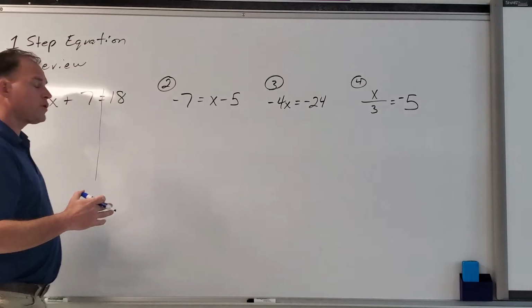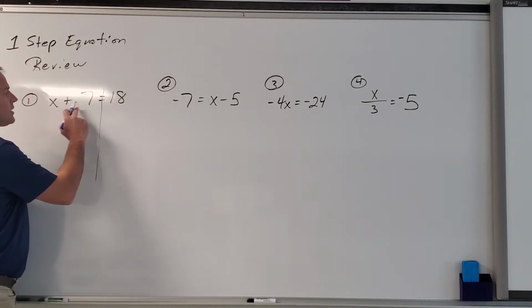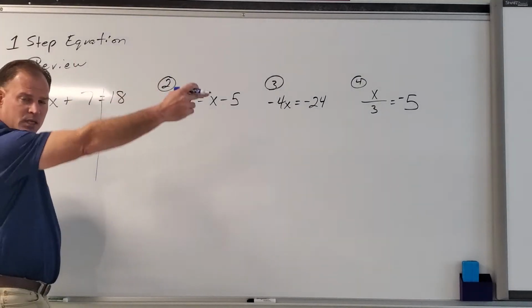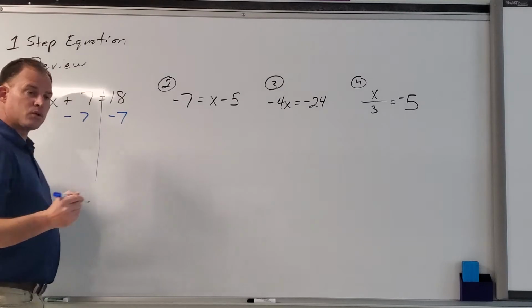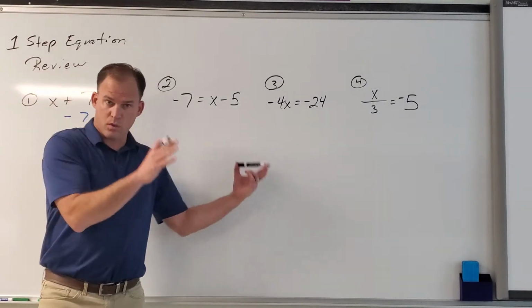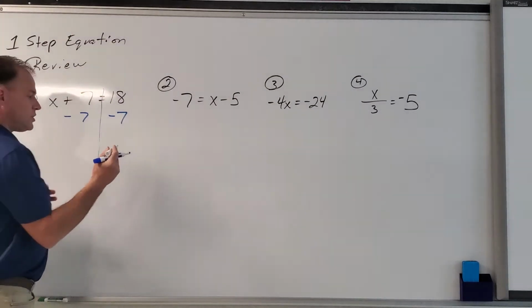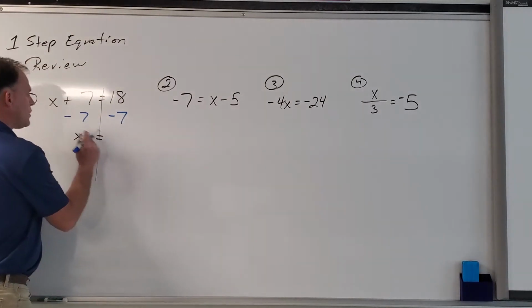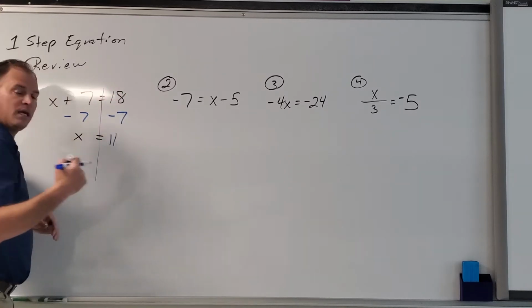So the way that we solve equations is with inverse operations by doing the opposite. So you see x plus 7 equals 18. So we would subtract 7 from both sides of the equation, because again, whatever you do to one side, you have to do to the other. 7 minus 7 is 0. So there's just a plain x left here. 18 minus 7 is 11.